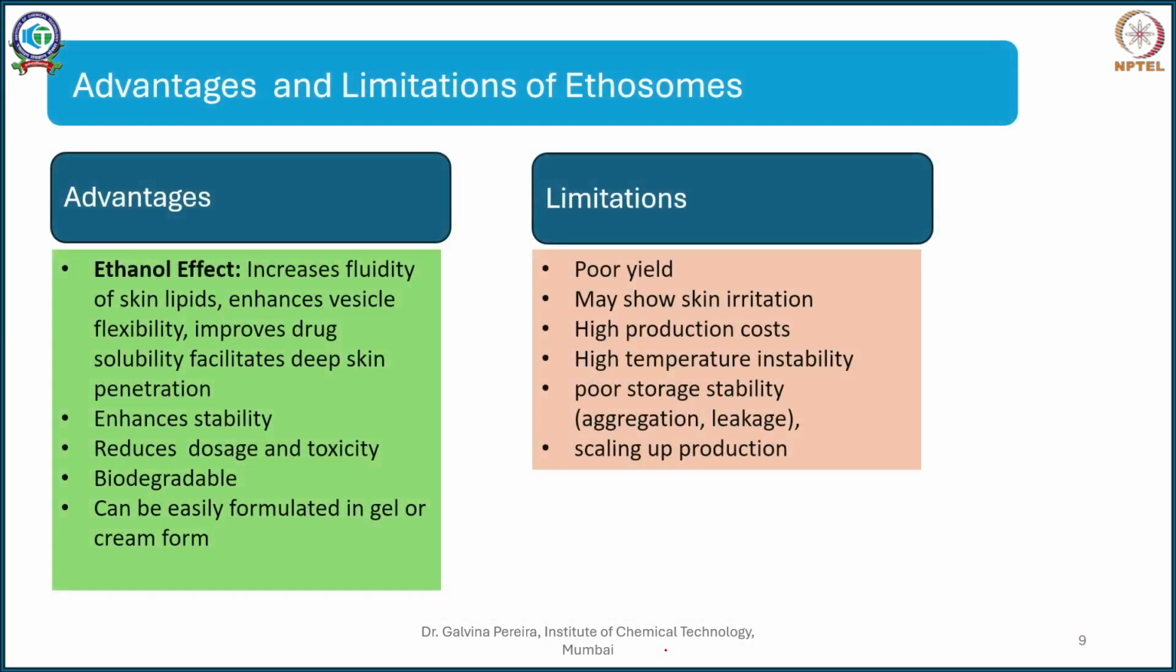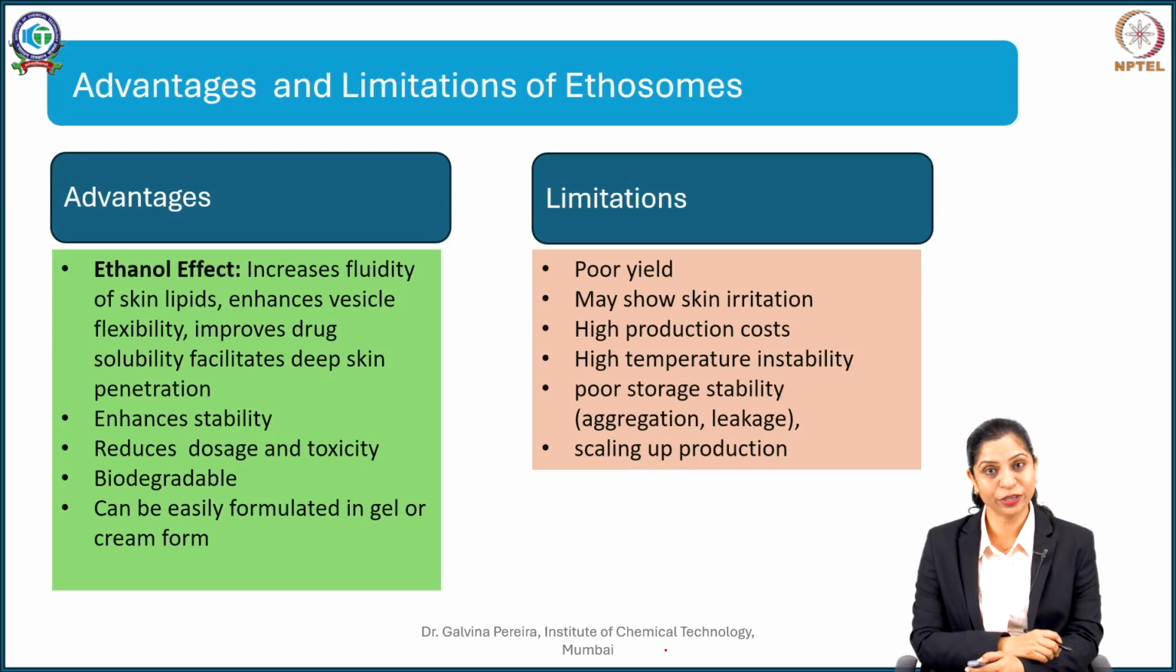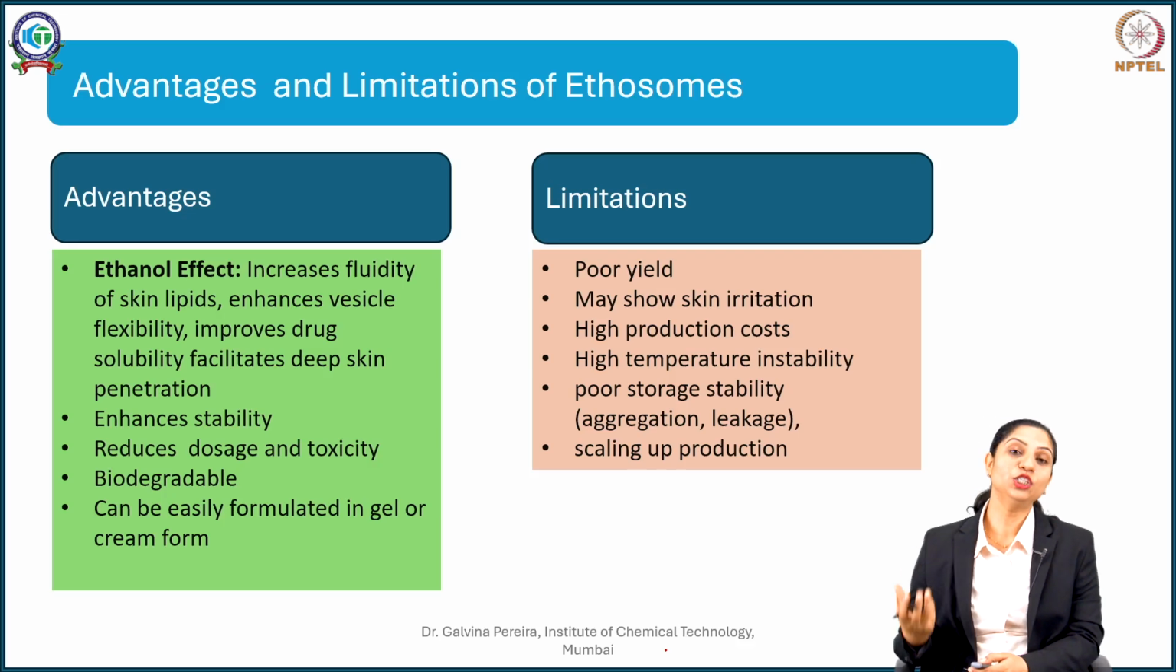Now let's compare the advantages and limitations of ethosomes. The advantages of ethosomes can all be attributed to the addition of ethanol. We call it the ethanol effect. Once you add ethanol to your liposomes, they are called ethosomes, and this ethanol makes the liposomes softer, more fluid as compared to the stiffer ones, and this fluidity is good because now your phosphatidylcholine is no longer stiff, it is almost solubilized and fluid.